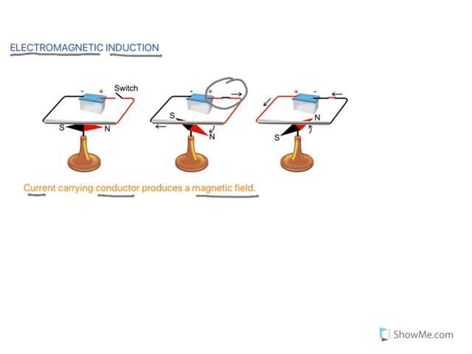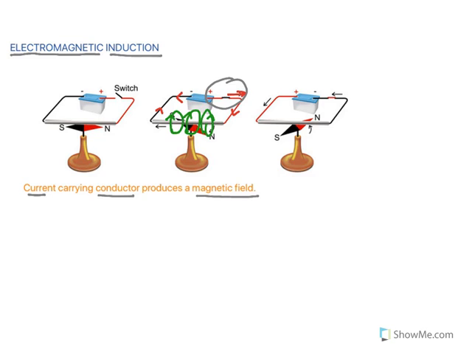In the next figure, we see that the switch is closed, and now current begins to flow through the conductor. And as current flows through the conductor, the magnetic needle deflects from its north-south direction because a magnetic field is produced around the conductor due to the current, and this brings about the deflection of the magnetic needle.